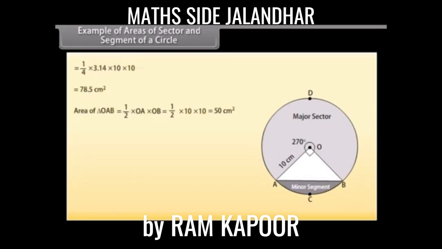Area of triangle OAB is equal to 1 upon 2 into OA into OB, which is equal to 50 centimeters square. Now, area of minor segment ACB is equal to area of minor sector OACB minus area of triangle OAB, which equals 78.5 minus 50, which becomes 28.5 centimeters square.